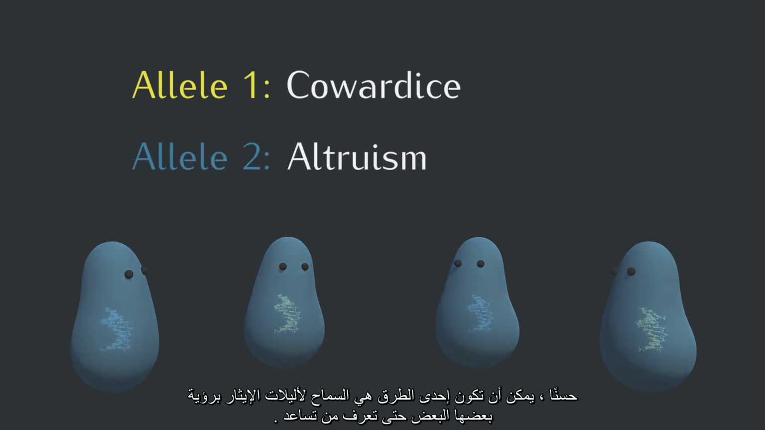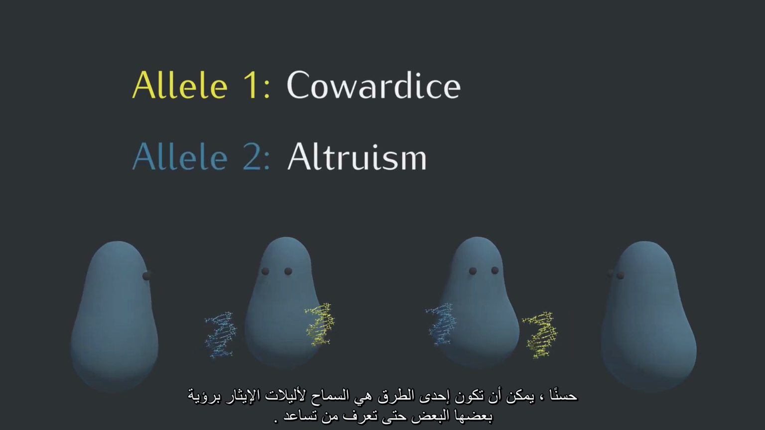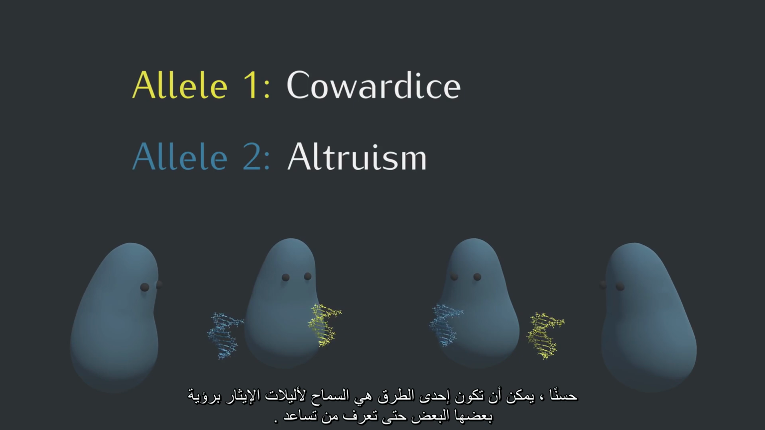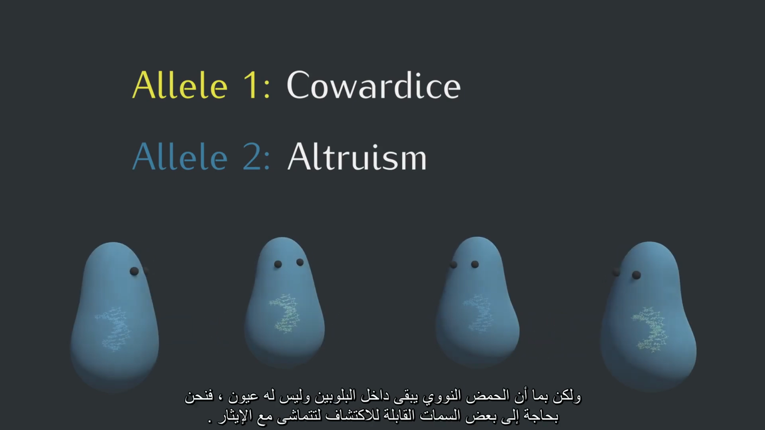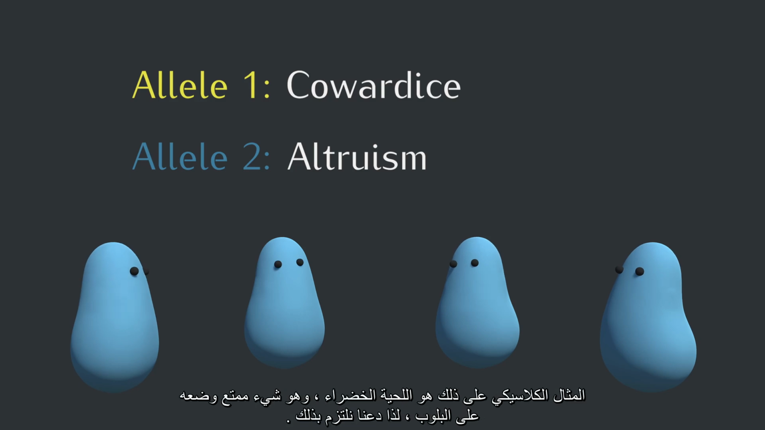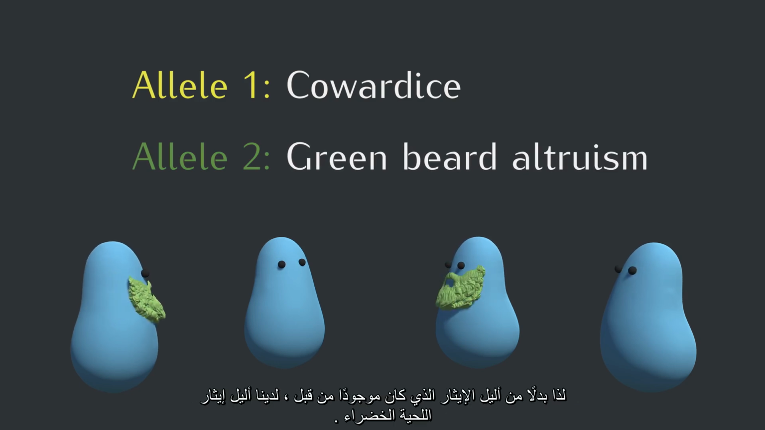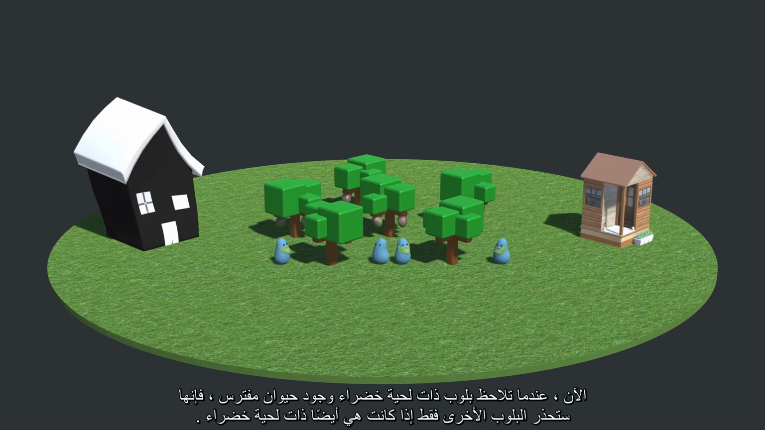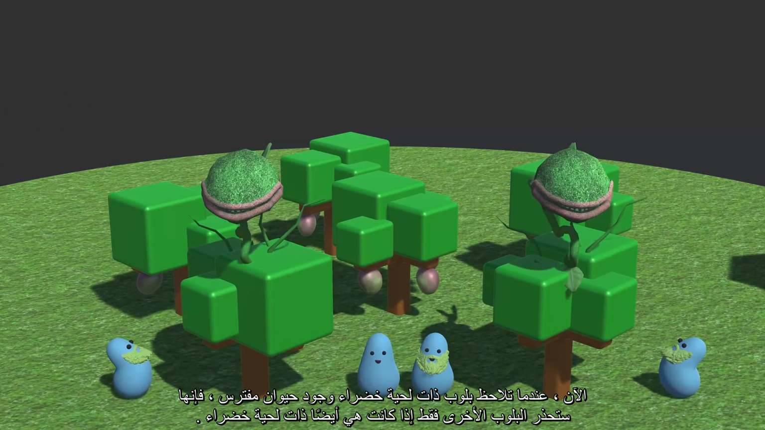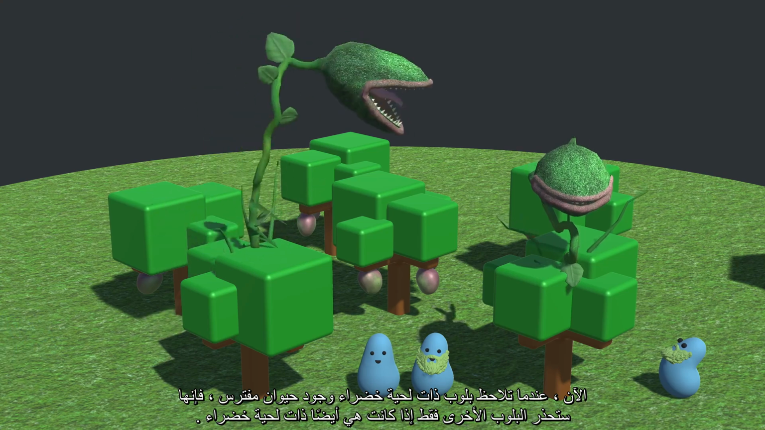Well, one way could be to let the altruism alleles see each other so they know who to help. But because DNA stays inside the blobs and doesn't have eyes, we need some detectable feature to go with the altruism. The classic example of this is a green beard, and that's a fun thing to put on the blob, so let's stick with that. So instead of the allele for altruism from before, we have an allele for green beard altruism. Now, when a blob with a green beard notices a predator, it'll only warn the other blob if that blob also has a green beard.